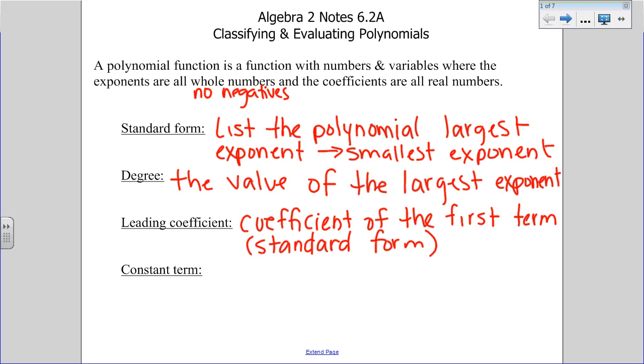Okay, so let's take a look at the last one. The constant term is the term without a variable. And you guys should know that. Constant was our c. Our constants actually have a degree of 0 because there's no variable in there. So let's take a look and keep going with what we have set up here.